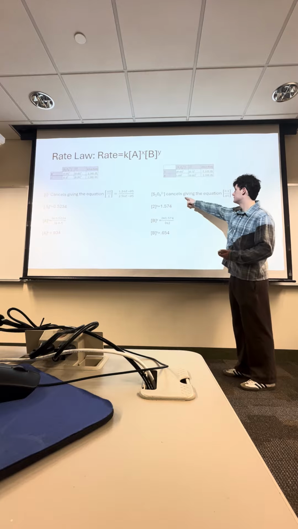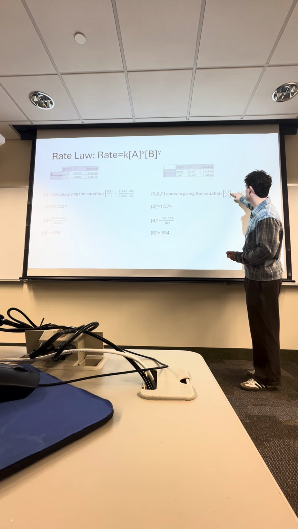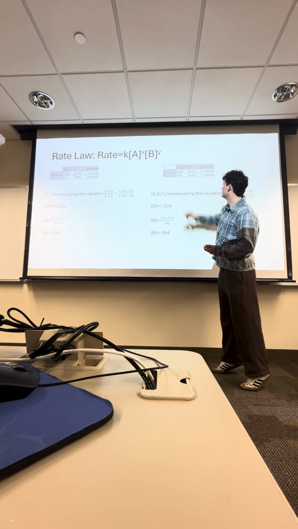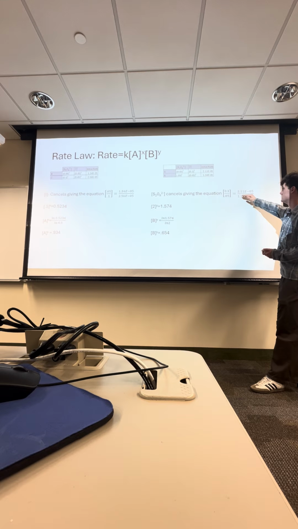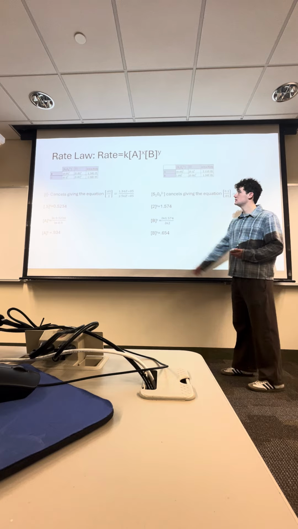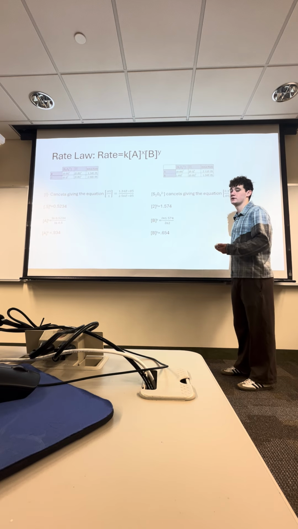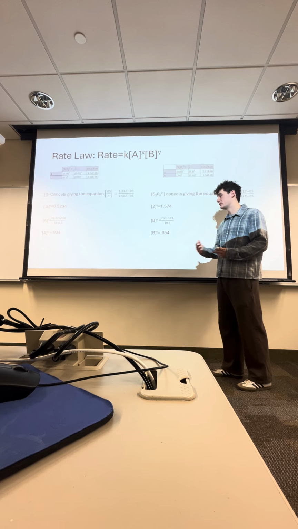So the peroxydisulfate cancels, rendering the equation 0.1 over 0.05. This is seen from here, 0.1 over 0.05, these cancel, equals the initial rate, 2.11 times 10 to the negative fifth, divided by 1.34 times 10 to the negative fifth. Now this is plugged into that equation up there, 2 to the y equals 1.574. It is then manipulated the same way as the last one.